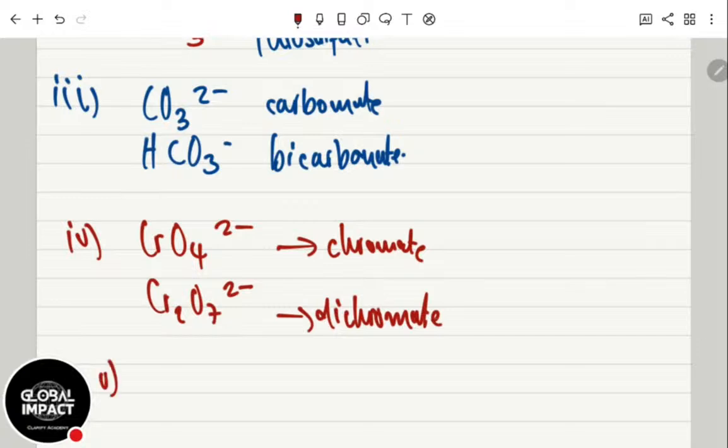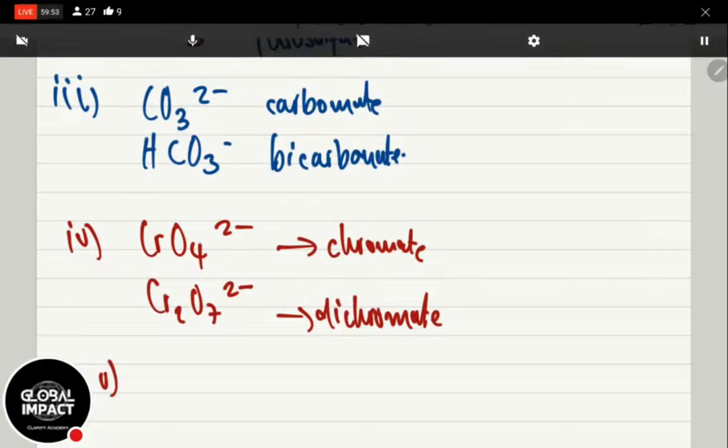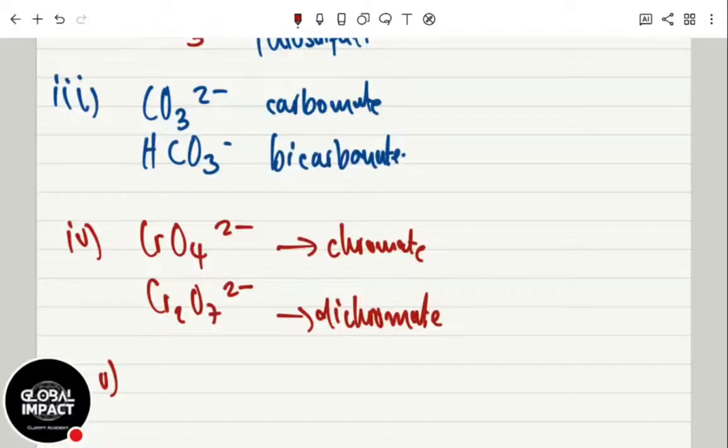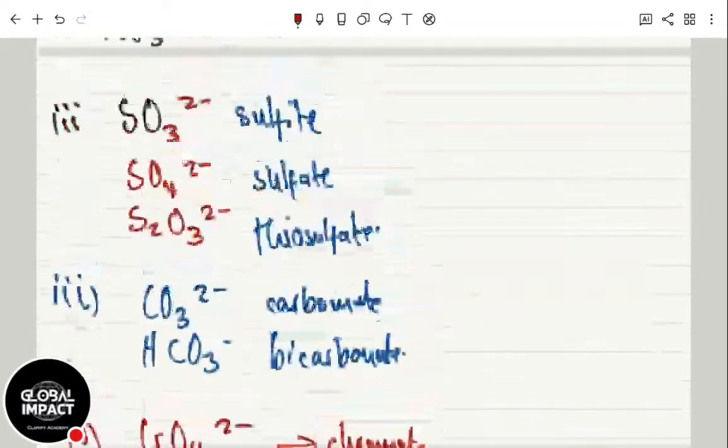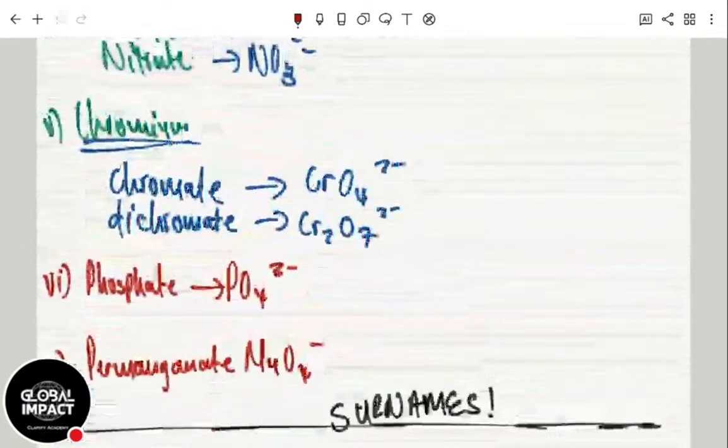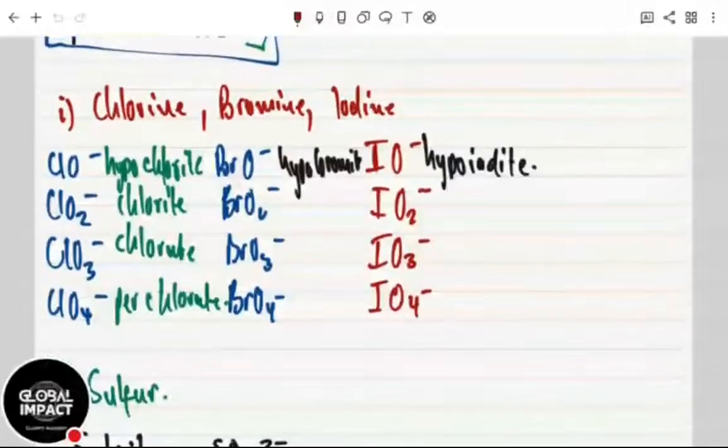Then we have 5. We are doing well. This is fantastic. Now we are going to have number 5. Who have we left out? I think we had 7 in our last one. Who did we leave out? Nitrogen, carbon, sulfur, chlorine. No, we didn't leave out anyone. So anyway, this is the list.